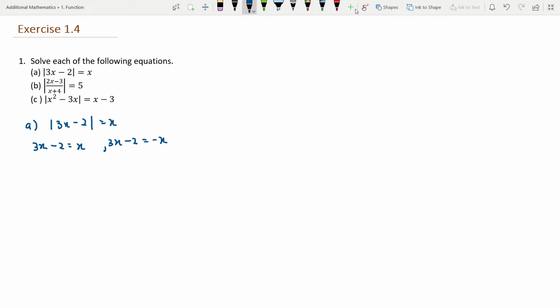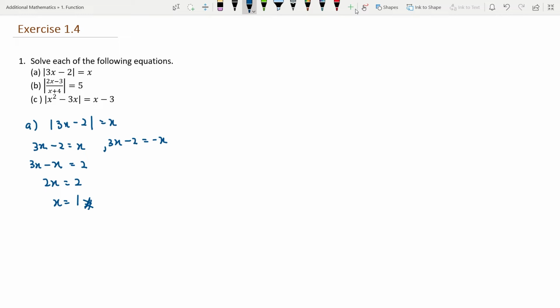Let's solve for the first equation, 3x minus 2 equal to x. We collect all the like terms together. 3x minus x equal to 2. 2x is equal to 2. X equal to 1.